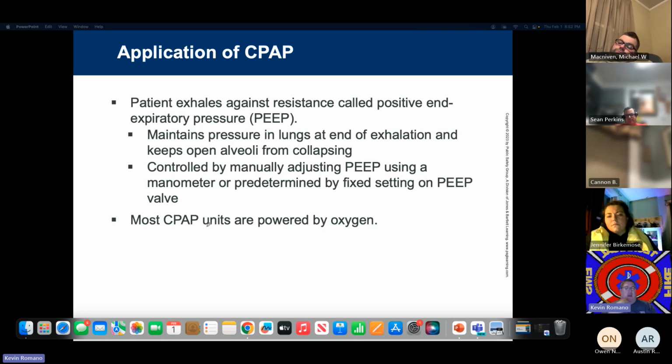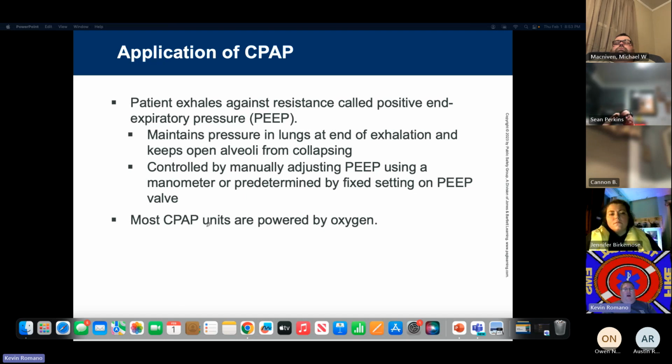Some CPAP methods have PEEP valves that connect separately. All the ones that I've seen are all kind of integrated now. PEEP is controlled by manually adjusting it using a manometer, or predetermined by a fixed setting on a PEEP valve. Now, some devices control PEEP by liters per minute flow. So you have to know which device you have. There are other ones that have a valve that you just turn on the front of the mask to set where you want to go. So again, learn your systems.